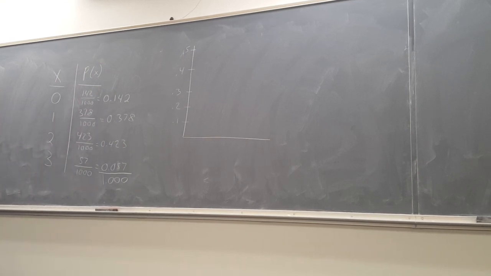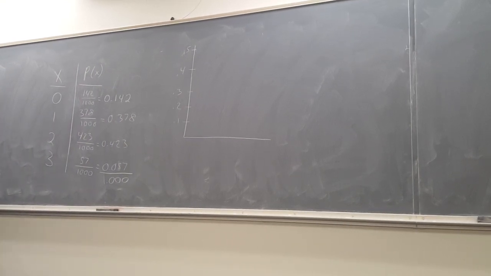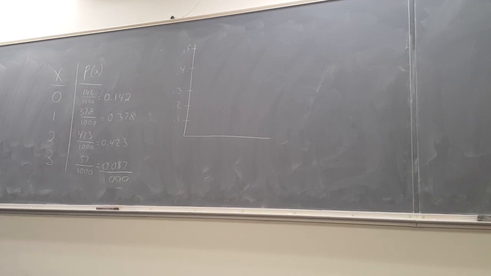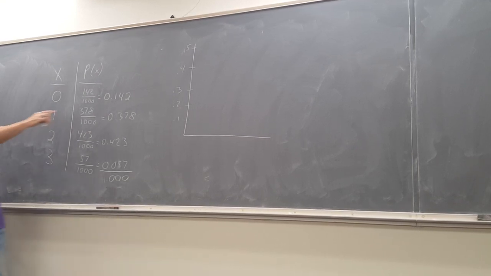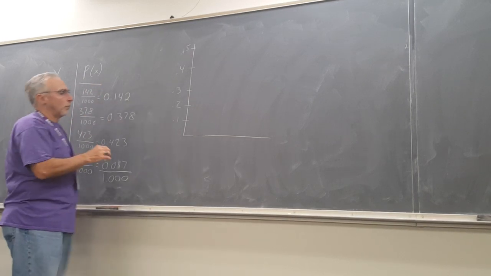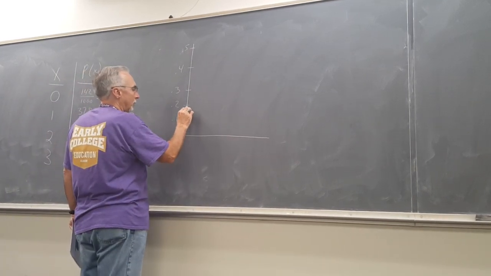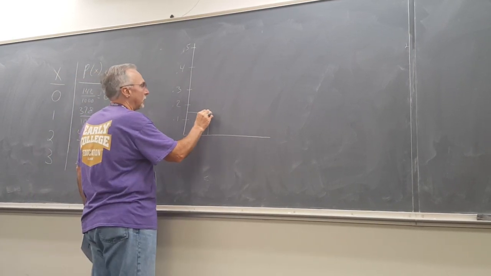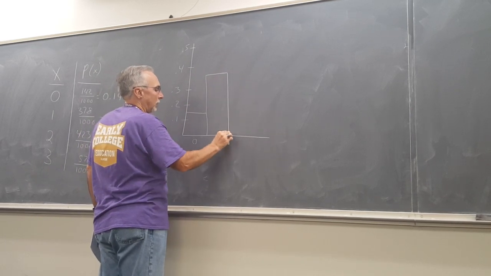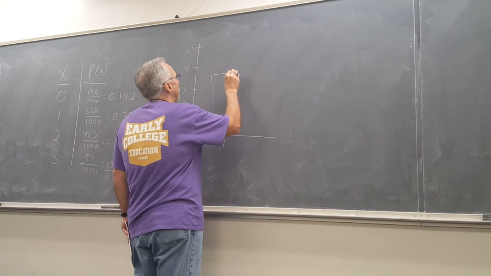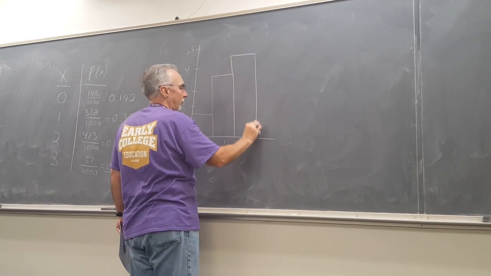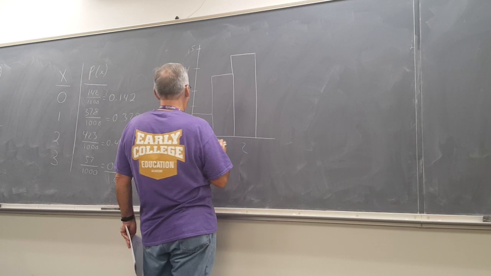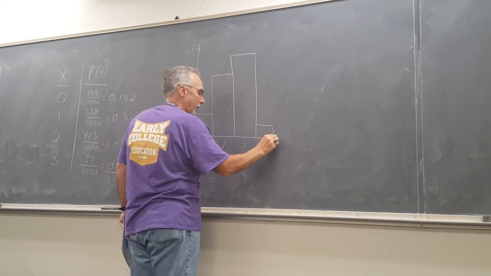And actually, she gives you space before I get too far ahead of myself on the next page to create this. So you just go in order from your distribution. 0.142 is right in here somewhere. So you get a 0. 0.378, right in here somewhere. 0.423, up here somewhere. And last is 0.057, which is down here somewhere.